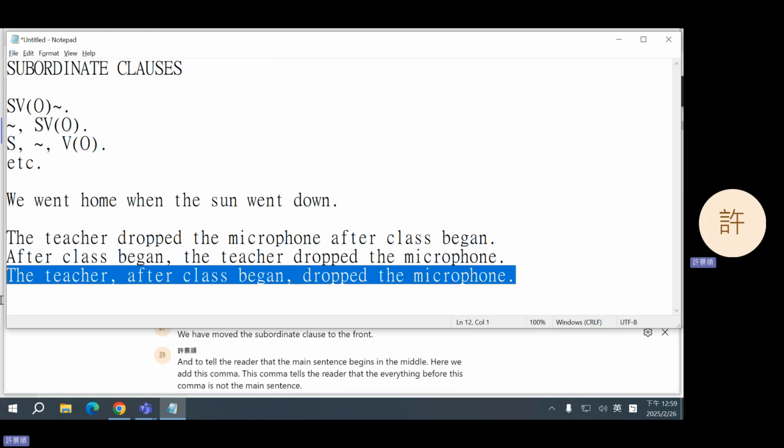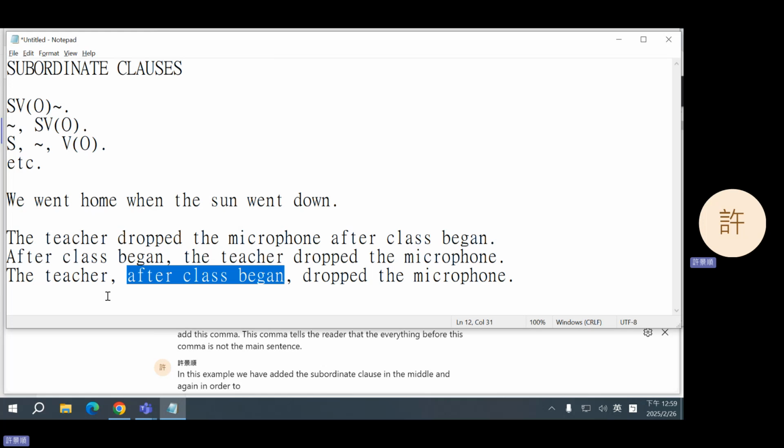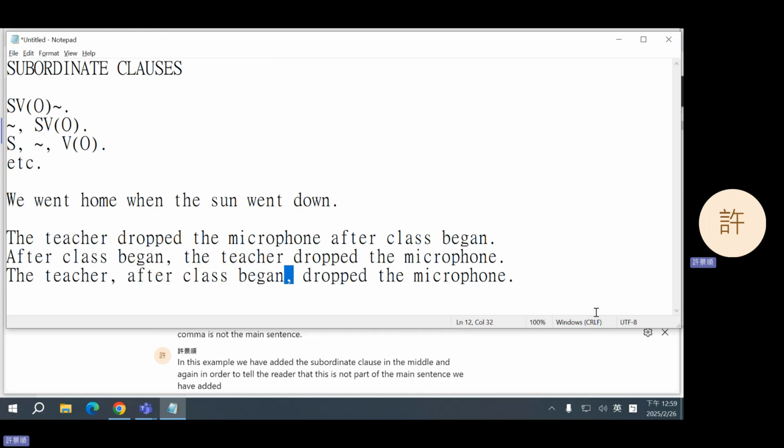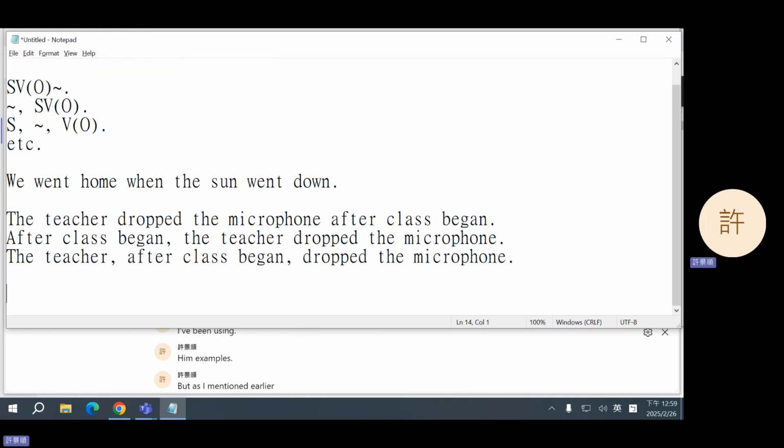In this example, we have added the subordinate clause in the middle. And again, in order to tell the reader that this is not part of the main sentence, we have added these two commas. So that's the basic idea here. I've been using time examples, but as I mentioned earlier, there are many, many ideas you can put here. So let me give you a few.